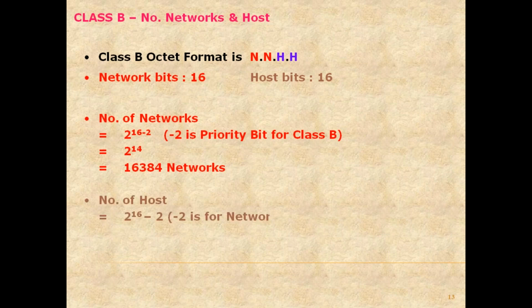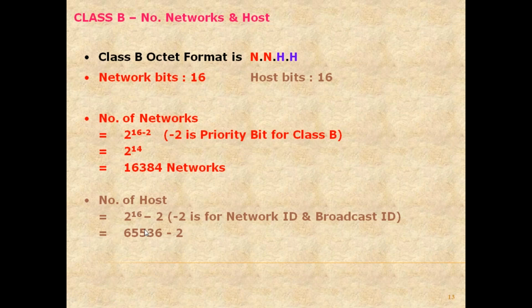And in each network, how many hosts? 2 power 16 now, because the host bits are 16. But remember, in host bits, when you do 2 power 16 or 2 power 24 or 2 power 8, we should not do minus 2 from the number of bits. We should do minus 2 from the output, from whatever we get from 2 power 16. So 2 power 16 is actually 65,536. So from this 65,536, we have to do minus 2.